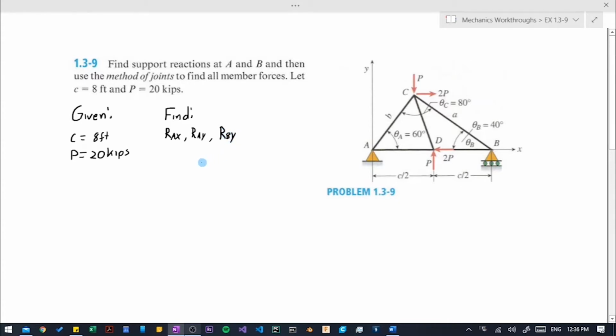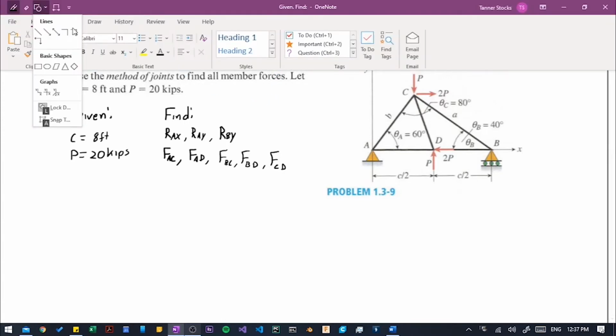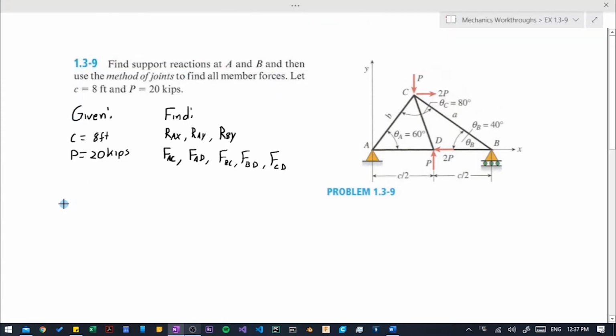And then for the member forces, I'm going to use F, and use the pattern of the letters the member is acting between, like A and C, and we have 5 of those. All right, and once we finish our givens and finds, we draw a single line to separate the problem from the solution.